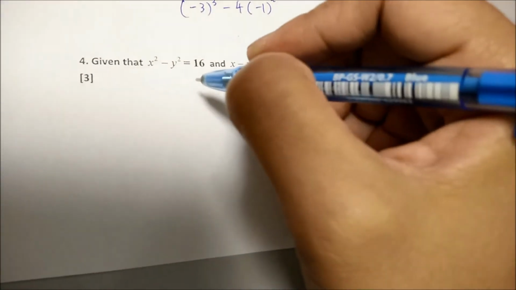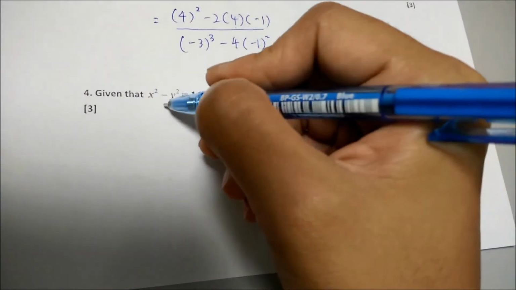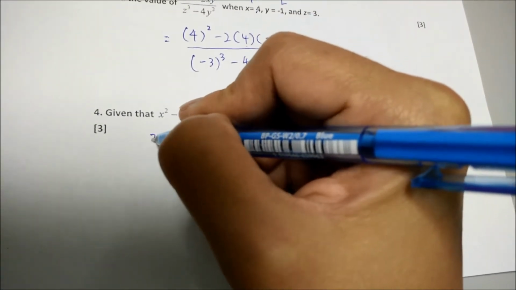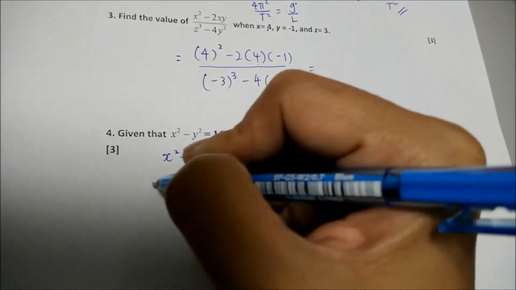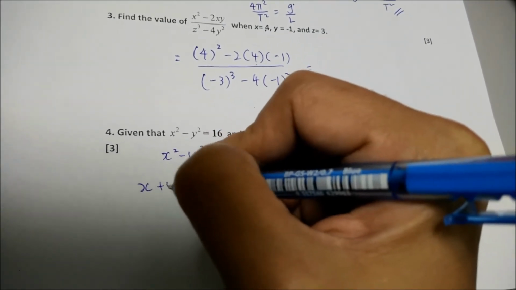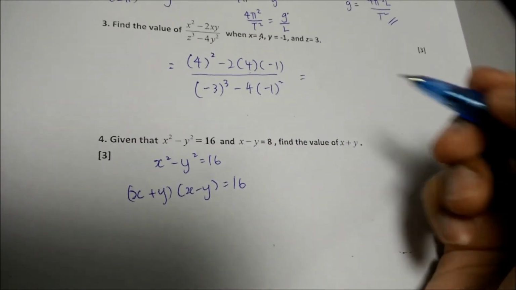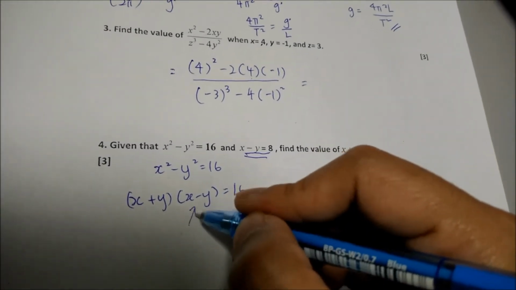Okay, given that x squared minus y squared is 16 and x minus y equals to 8. This one looks familiar, isn't it? It's the special products. So x squared minus y squared equals to 16. X squared minus y squared also can be written as x plus y, x minus y equals to 16. But they say that x minus y is 8. So they're saying that this thing is 8.